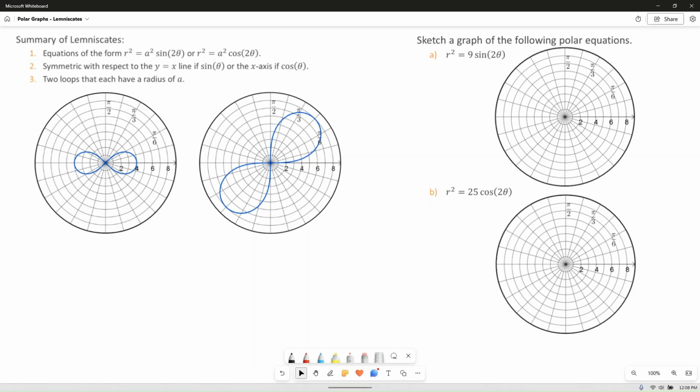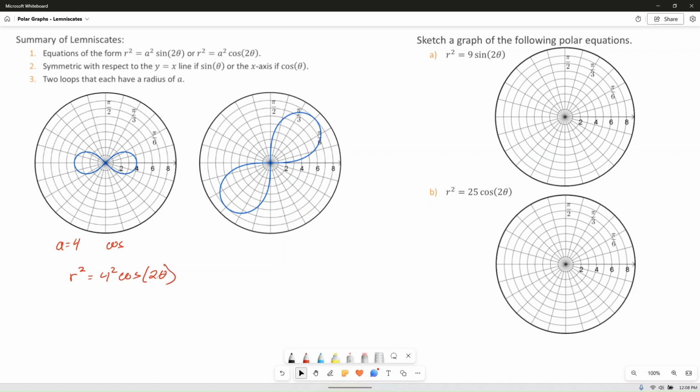So let's look at a few examples here where we are given the graph and we want to write the corresponding equation. In this first graph, we have two loops. They each have a radius of 4, so they extend out to the circle of radius 4. Both loops are oriented on the x-axis. Because they extend out to the circle of radius 4, I know that the a value has to be 4. And because they both are oriented on the x-axis, I know we're looking at a cosine graph. So again, the equation will be r squared is equal to 4 squared cosine of 2 theta.